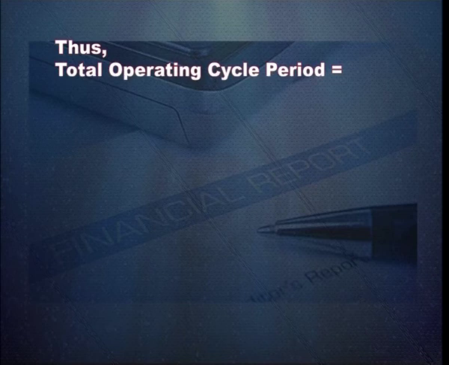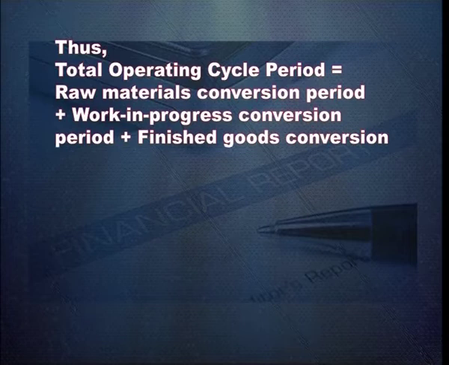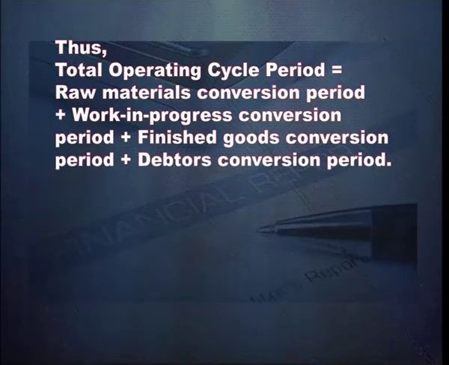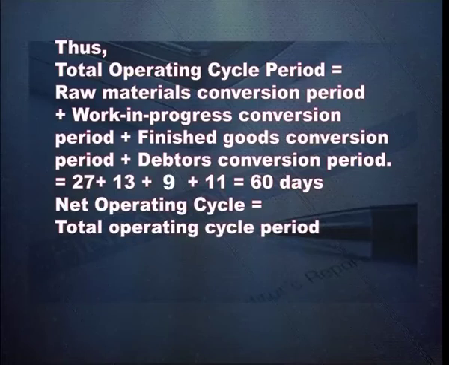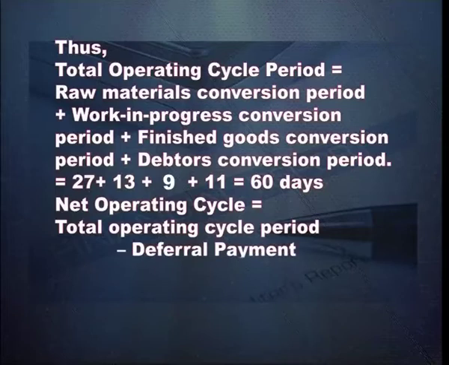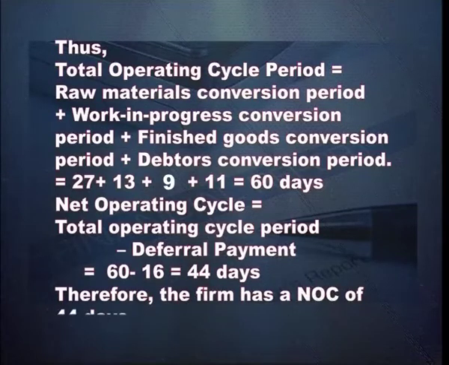Thus, total operating cycle period is equal to raw materials conversion period plus work in progress conversion period plus finished goods conversion period plus debtors conversion period, which is equal to 27 plus 13 plus 9 plus 11, which is equal to 60 days. Net operating cycle is equal to total operating cycle period minus deferral period, which is equal to 60 minus 16, which is equal to 44 days. Therefore, the firm has a net operating cycle of 44 days.